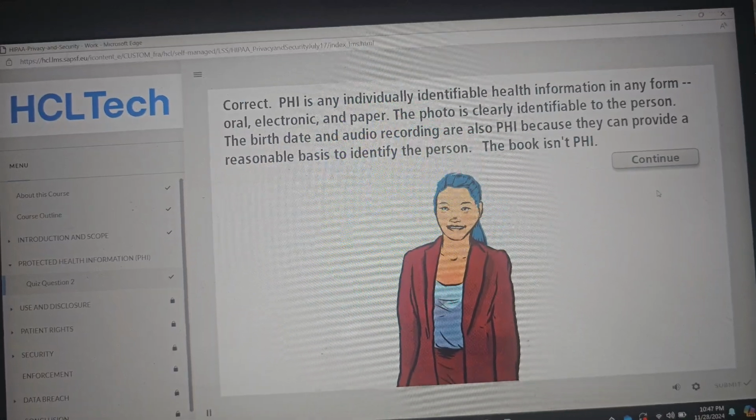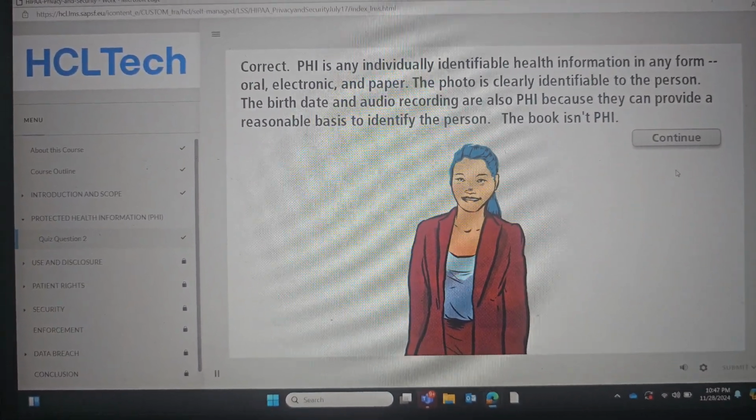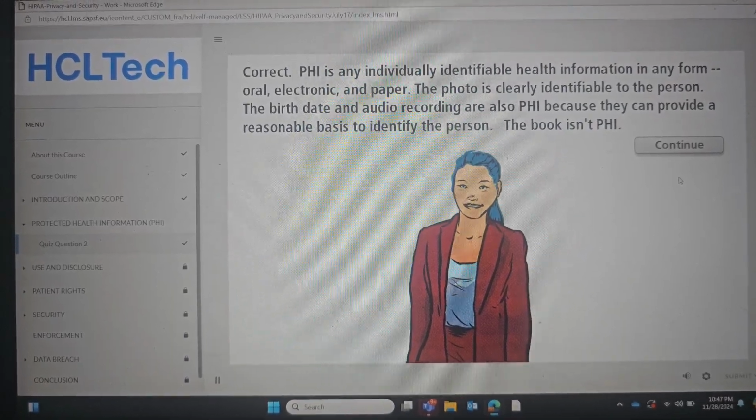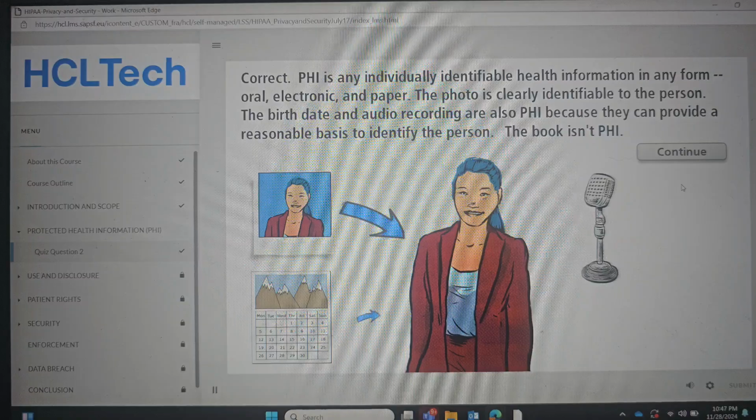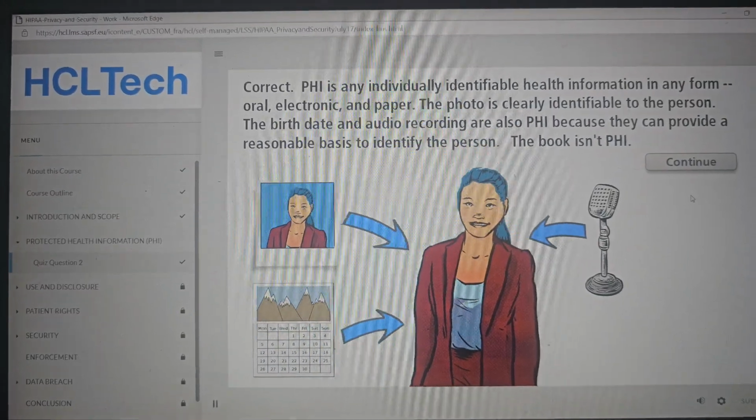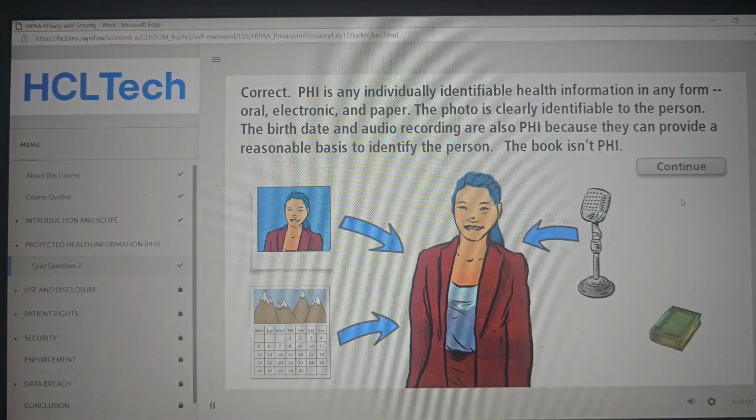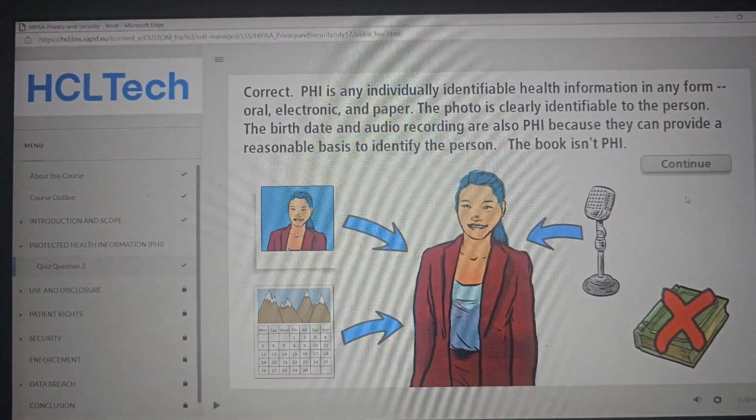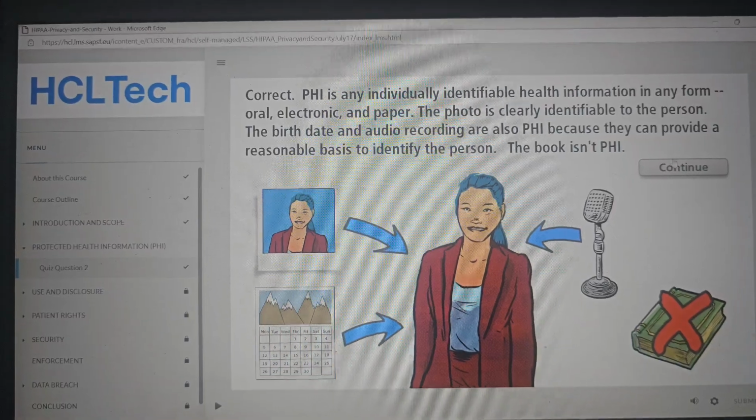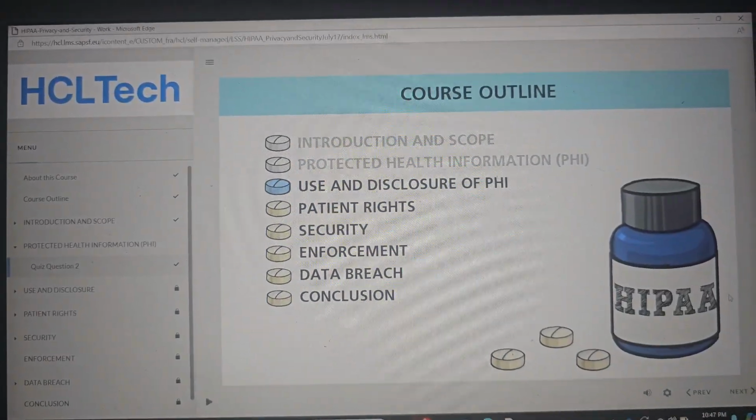Correct. PHI is any individually identifiable health information in any form, oral, electronic, and paper. The photo is clearly identifiable to the person. The birth date and audio recording are also PHI because they can provide a reasonable basis to identify the person. The book isn't PHI. Let's move on to the next topic.